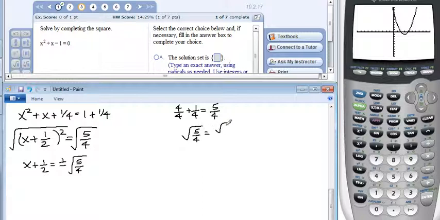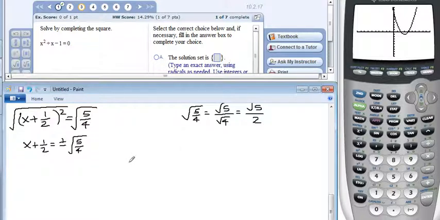I can split this according to my quotient rule, right? Each one gets its own radical sign. Square root of 5, there's not much that I can do with that, but the square root of 4 is a solid 2. This does not have a perfect square underneath there, so this one's finished, and I took the radical in the denominator away. I didn't have to rationalize or anything. So now I have x plus 1/2 is equal to plus or minus radical 5/2. That's what this is.